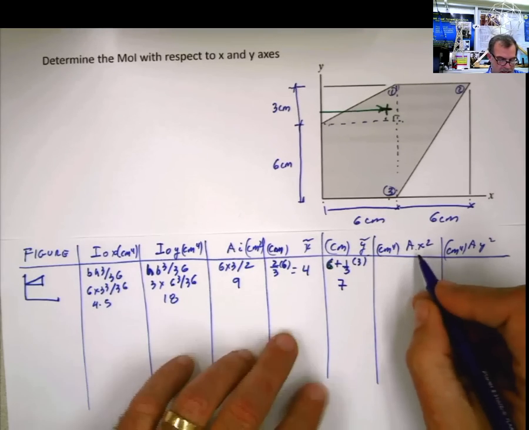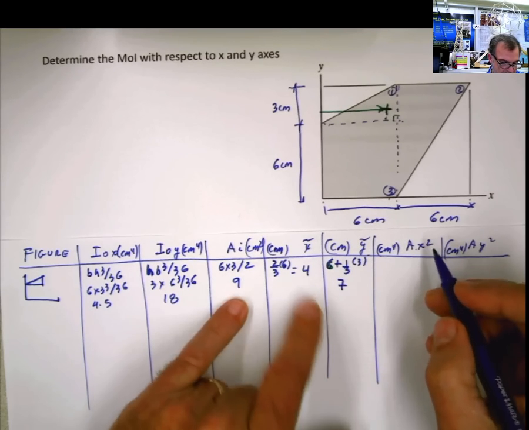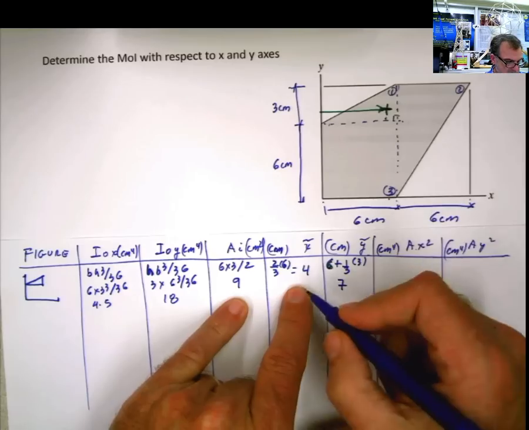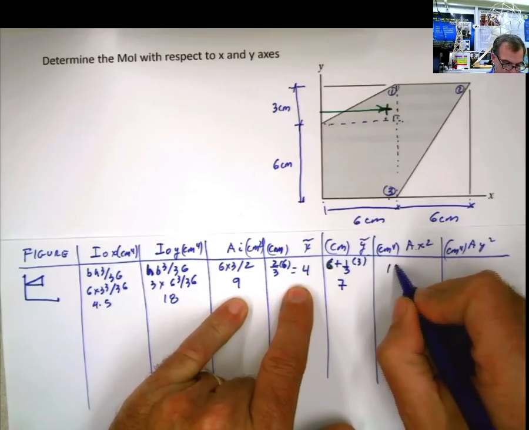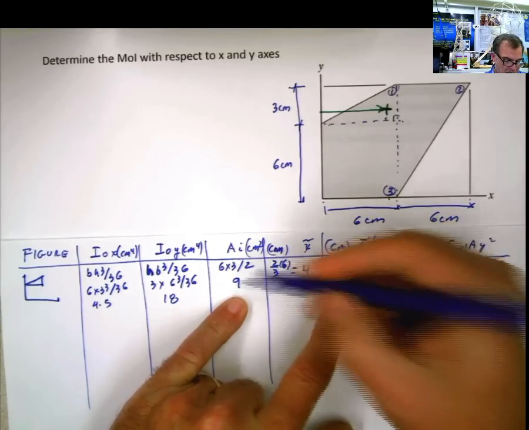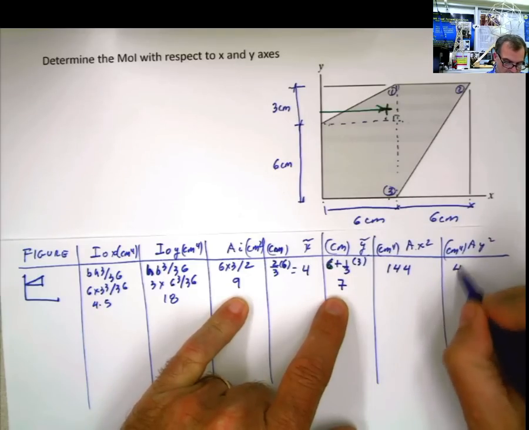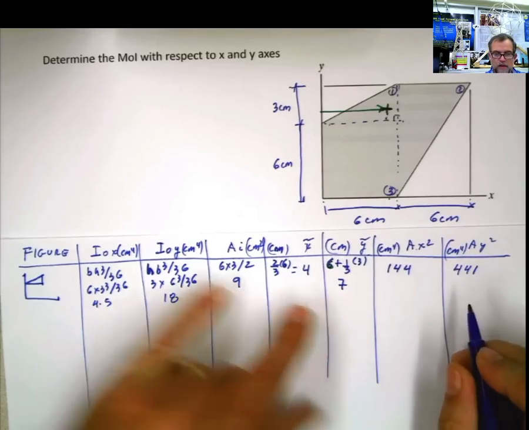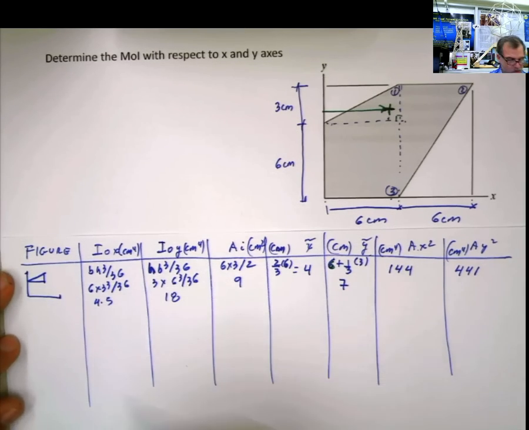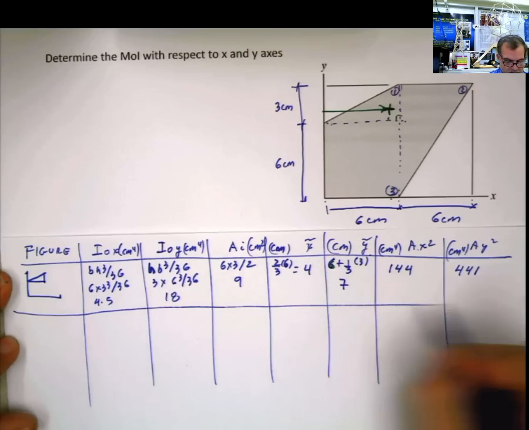Then A times x squared is going to be 9 times 4 squared, which is 16. 9 times 16 is 144. And 9 times 7 squared, which is 49, this is 441. Done, figure 1. That's super easy, easy peasy lemon squeezy.